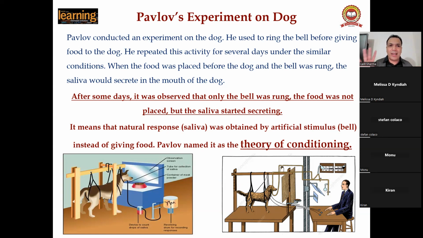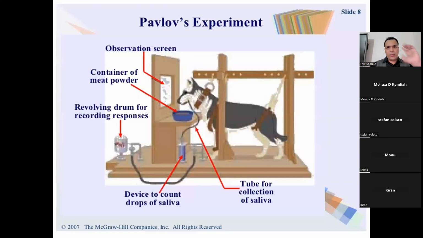The dog was hungry and he used a bell before giving the food. When the food was placed before the dog, the bell was rung. The saliva would secrete in the mouth of the dog. Right, guys? You can see it in the picture also. Now this is a very clear picture. You can see what Ivan Pavlov did.